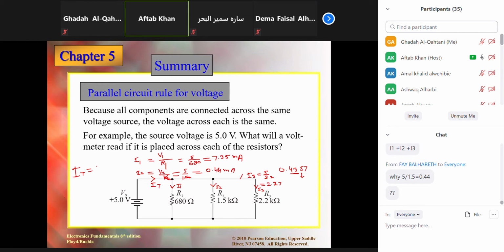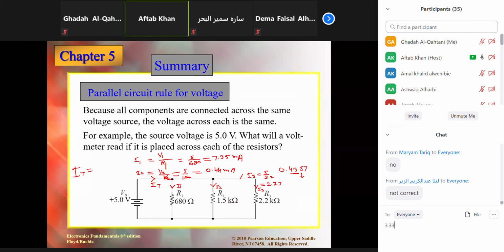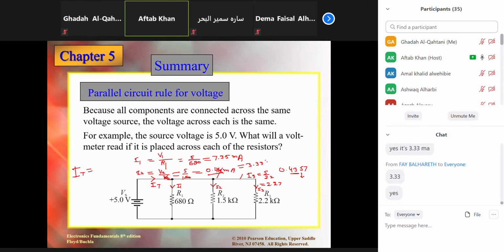We'll see. 0.44 and 43. Is this correct? That's why I'm asking. It should not be. It's not correct. I asked, you said yes. If you divide 5 over 1500, it is going to be a different value. It should be something like 3.33 milliamps. Correct. Now add them all and get the total current.